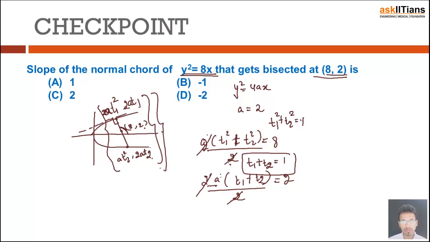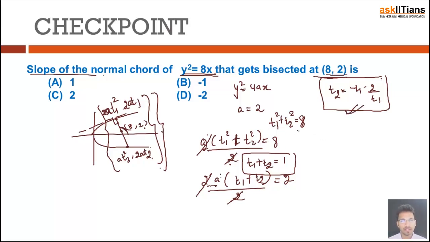From the other equation, this 2 will again get cancelled, and t1 square plus t2 square will be equal to 8. Now let's see what we are aiming at, the slope of the normal chord. Again we know one relation, that t2 is equal to minus t1 minus 2 by t1. This is a very important result which comes handy when the equations become complex.